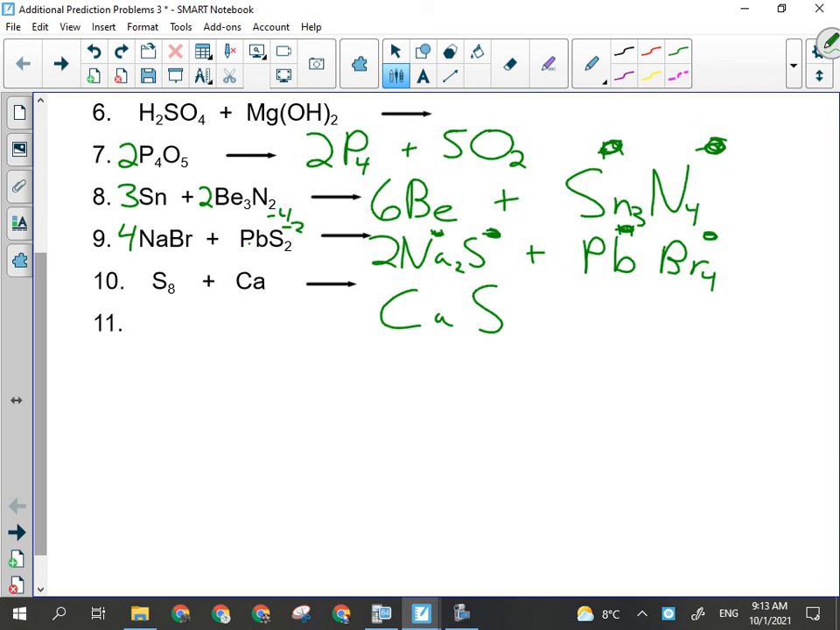Once I've written that out, now I can check my drop and swap. -2 +2, good the way it's written. And we just want to balance this thing now. So we've got 8 sulfur over here, that's my biggest number, my only number. So I put an 8 over here to balance the sulfur. I'll need an 8 in front of the calcium to make the rest.